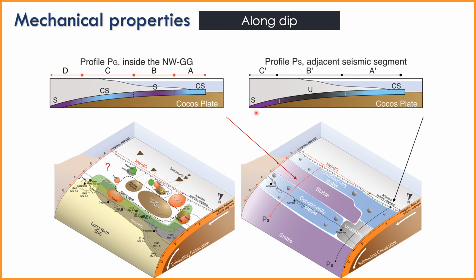One of the most important differences between the seismic gap and the adjacent segment is that the former does not have a well-developed unstable zone, so a large earthquake will be less probable to initiate there. All of our observations indicate that the central portion of the Guerrero seismic gap is dominated by a weakly coupled stable domain. This implies that the initiation of a large earthquake is less likely to start in the seismic gap.